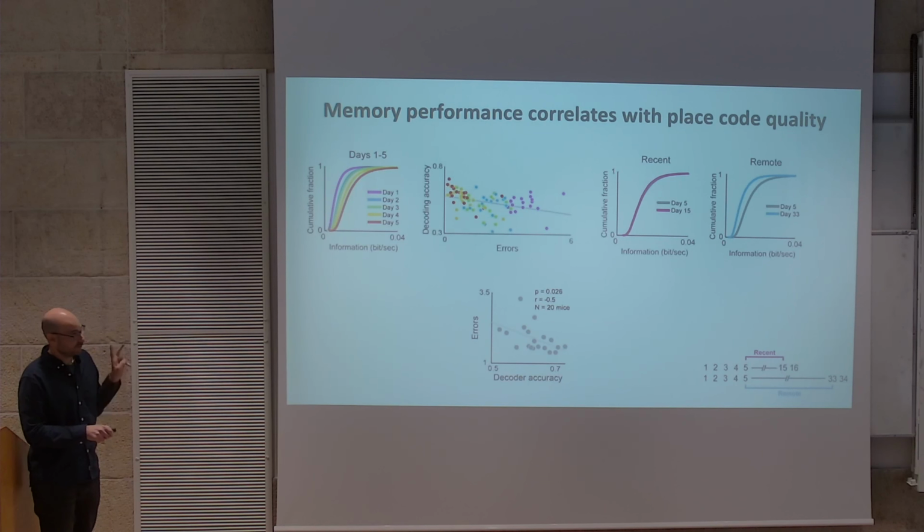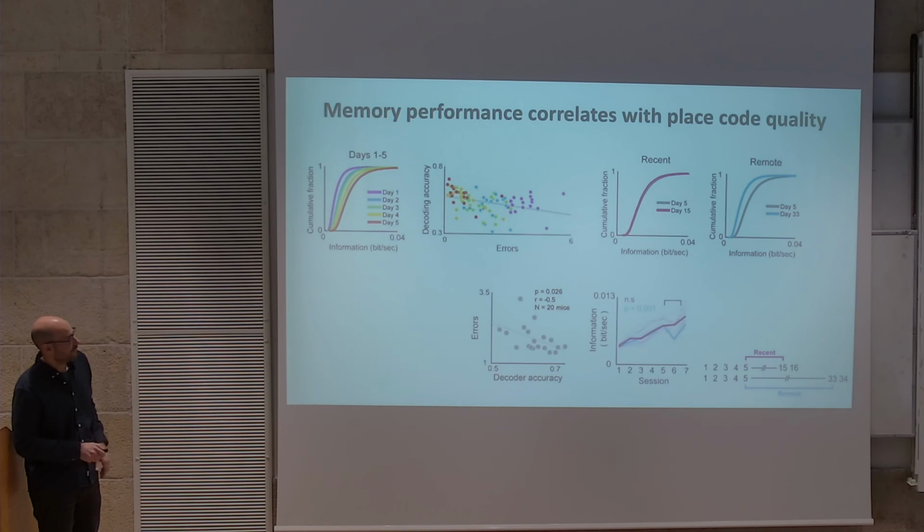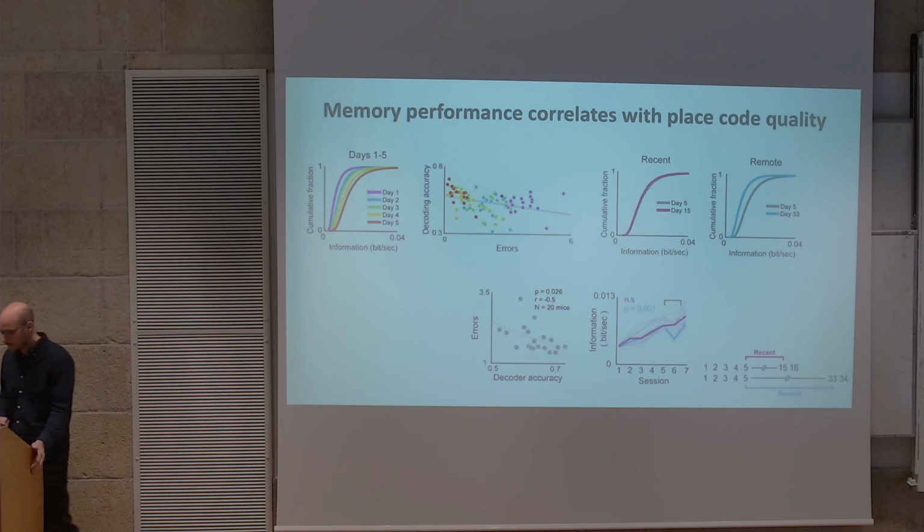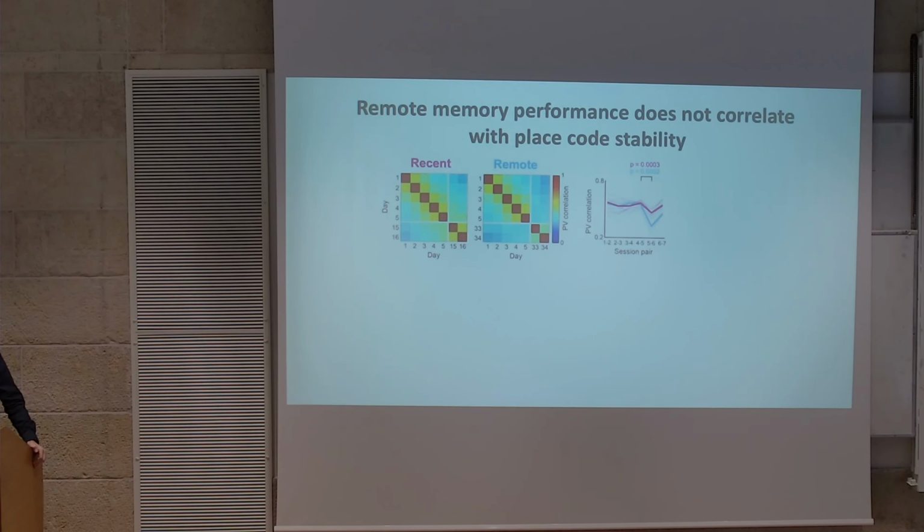Now, what happens during memory recall? During recent recall, after 10 days, there are no changes in the amount of information, but there is a significant decline in how informative the neurons are about position after 28 days during remote recall. What I'm showing you here is the pool of cells from all mice. You can see the same thing when we look at individual mice: a gradual increase, then a decline after a month, and a rapid reinstatement.